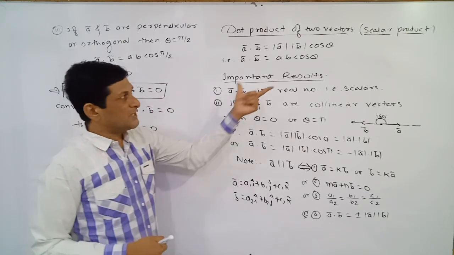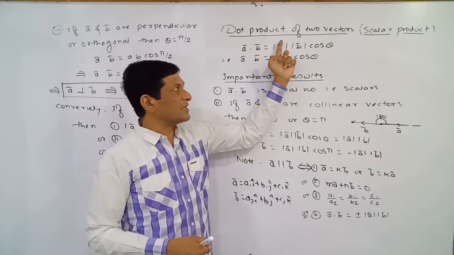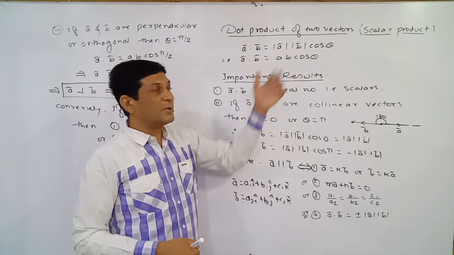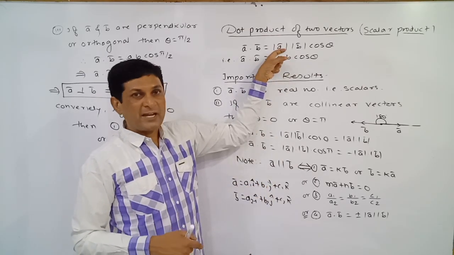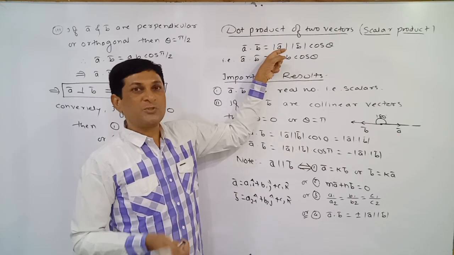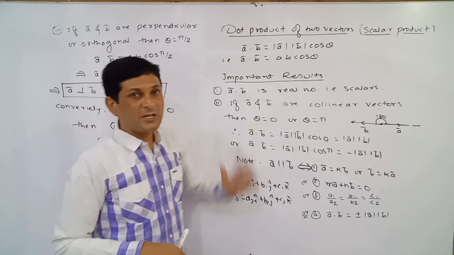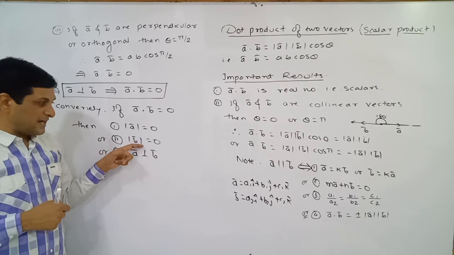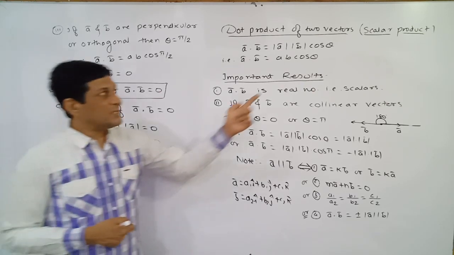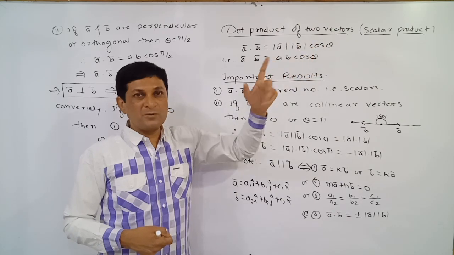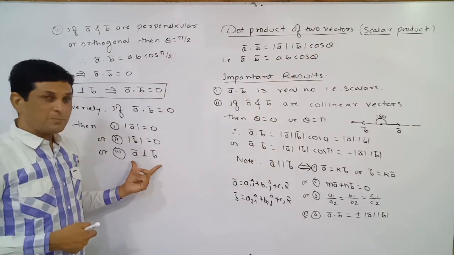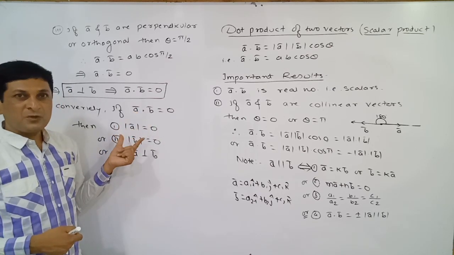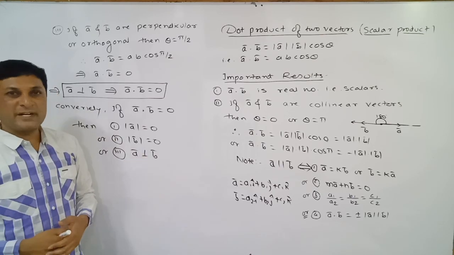If you observe the definition of this dot product, there is a product of three terms: 1, 2, 3. If any one of these three terms is 0, the dot product will become 0. If the first term is 0, meaning the magnitude of a bar is equal to 0, that is, a bar is a zero vector, then also the dot product will become 0. In the same way, if the magnitude of the second vector is 0, or theta is equal to 90, we know that cos 90 is equal to 0. 90 means these two vectors are perpendicular to each other. So the dot product is 0 if either the magnitude of the first vector is 0 or the second vector is 0, or these two vectors are perpendicular.